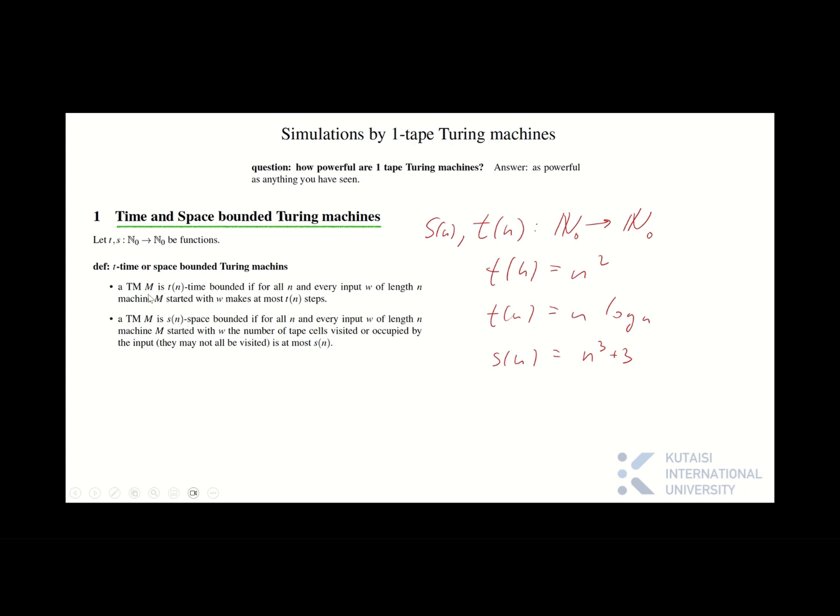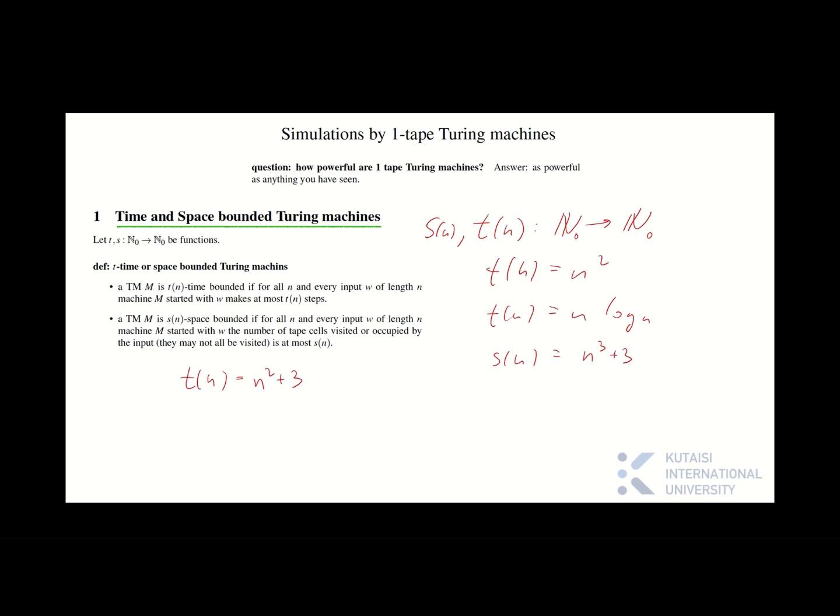And I will say that Turing machine M is Tn time bounded. So let's say n squared time bounded. The machine will be n squared time bounded if for all n and every input w of length n, machine M started with w makes at most Tn steps. So for example, let's take Tn equals n squared plus 3 again.